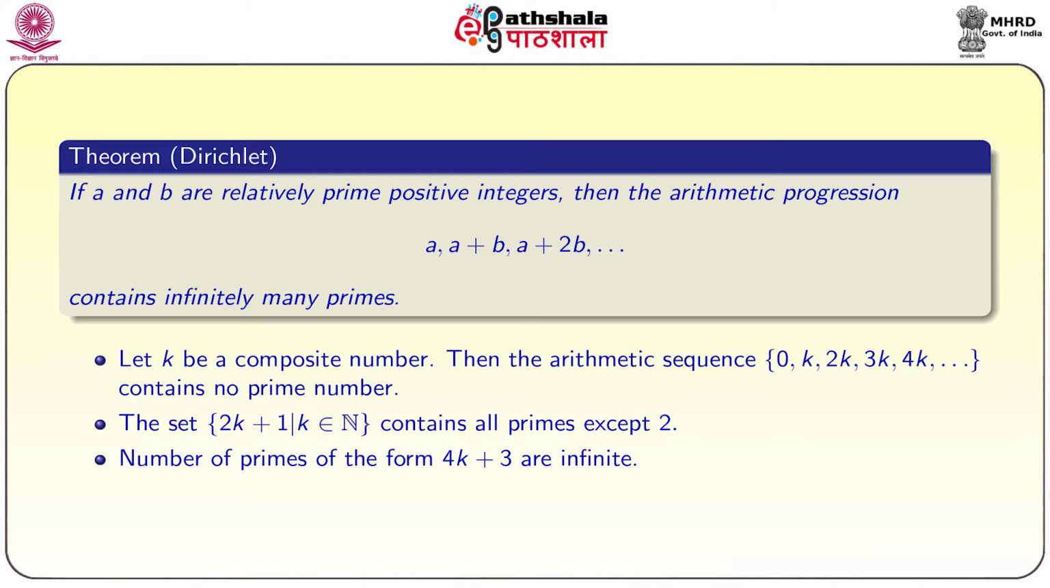The set 2k plus 1 contains all primes except 2. 2k plus 1 is nothing but the set of all odd numbers. So, it contains all primes except 2. The number of primes of the form 4k plus 3 is infinite. Now, we will see the proof of this result.